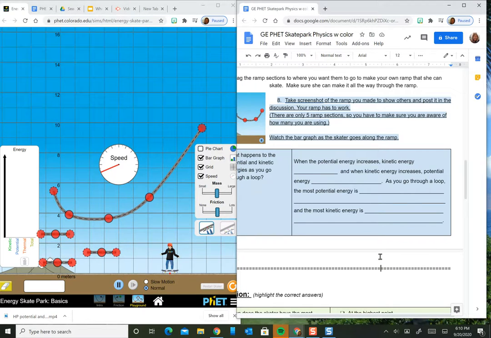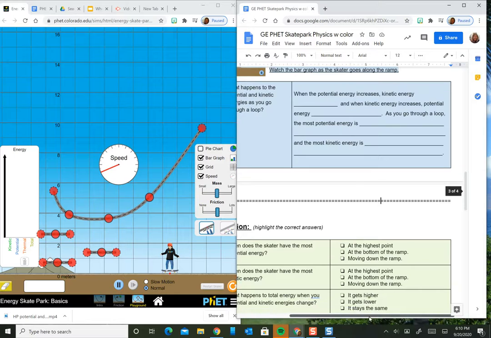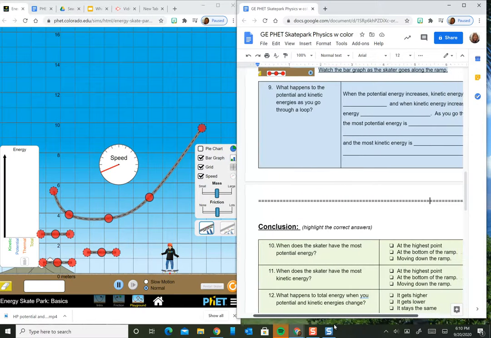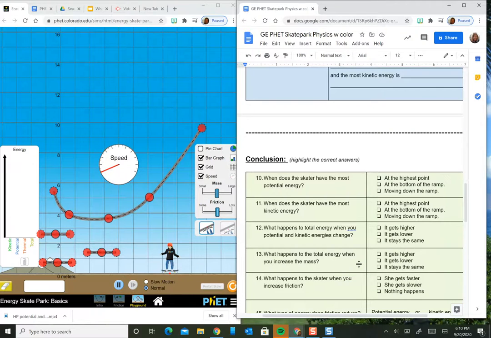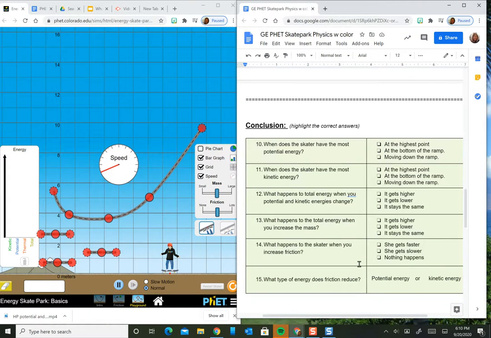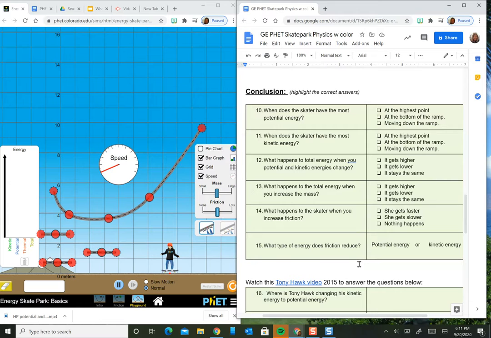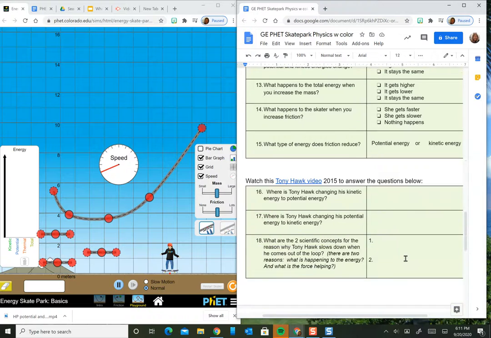The other thing you're going to do, if you decide to do the conclusion, is go for the A. These are just questions. They're just a summary of what you did already. You're checking the correct one and highlighting down here. And then there's a Tony Hawk video. And Tony Hawk is a really famous skater. He was probably the first person who put skating as a professional sport.